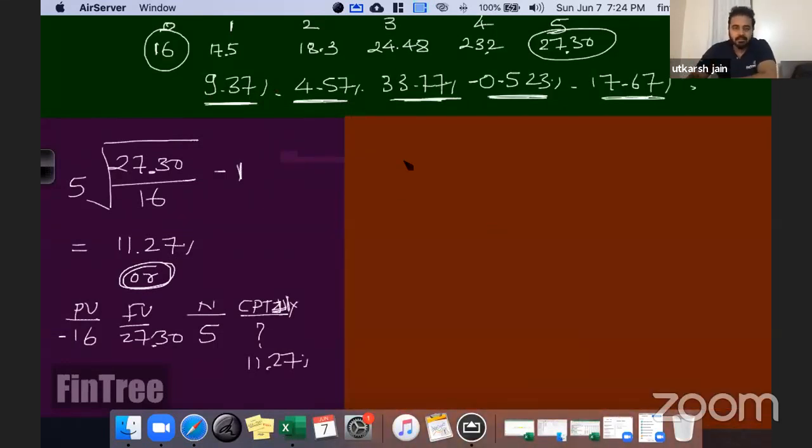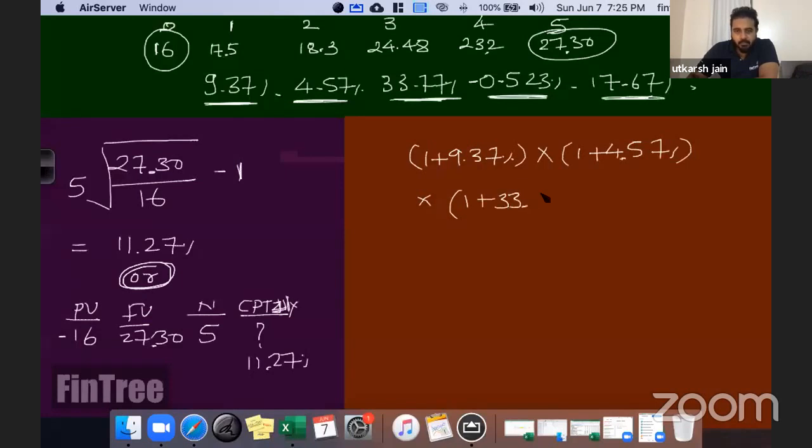So second method now. 1 plus 9.37% multiplied with 1 plus 4.57% multiplied with 1 plus 33.77% multiplied with 1 minus, and is this a correct number? 23.2 divided by 24.48. Okay, this I have written incorrectly.